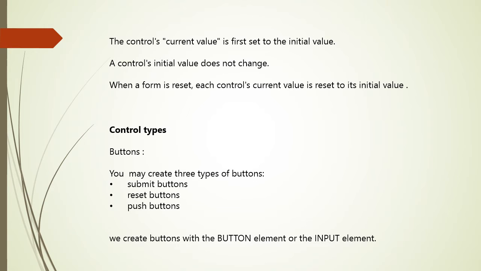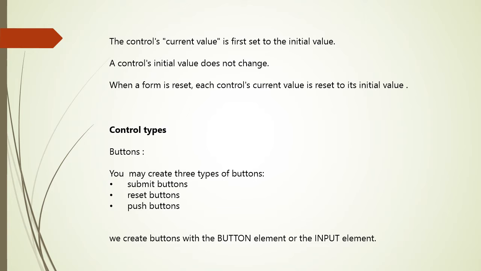A control's initial value does not change. Thus, when a form is reset, each control's current value is reset to its initial value. If a control does not have an initial value, the effect of a form reset on that control is undefined. When a form is submitted for processing, some controls have their name paired with their current value, and these pairs are submitted with the form. Those controls for which name value pairs are submitted are called successful controls.